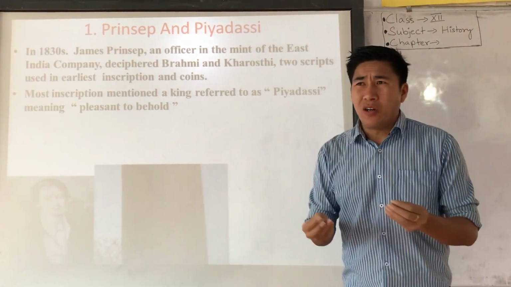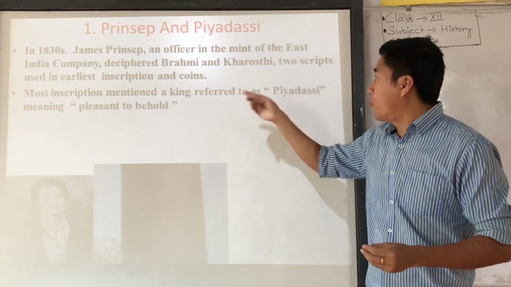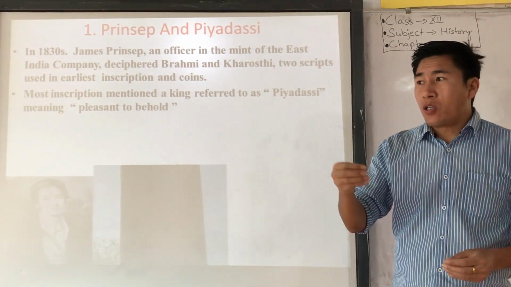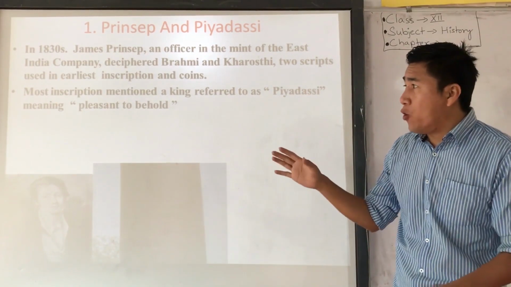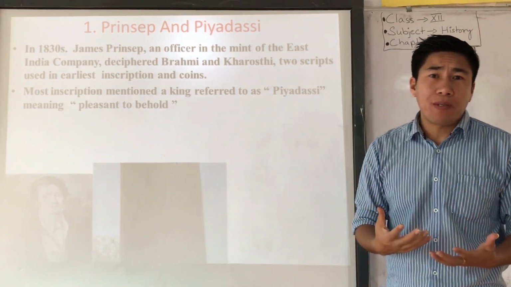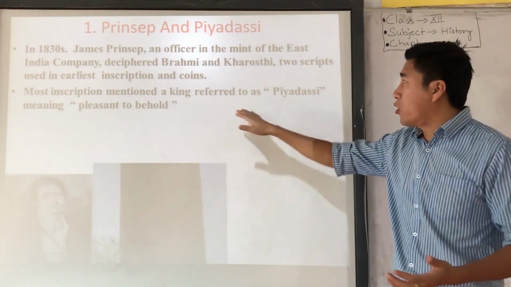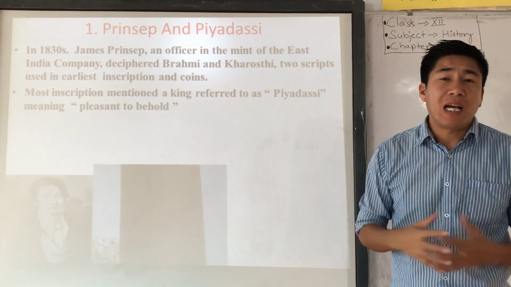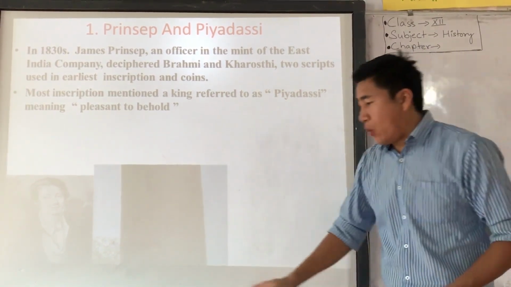So Priya Dasi. There was also another meaning for Priya Dasi. Historians used to say it means the person who looks at others with an equal eye. They were also saying like that. Now, many inscriptions found in ancient India mention the king called Priya Dasi, right? Now, who is Priya Dasi? People didn't have any idea, because they had only found this script. Now, what happened?